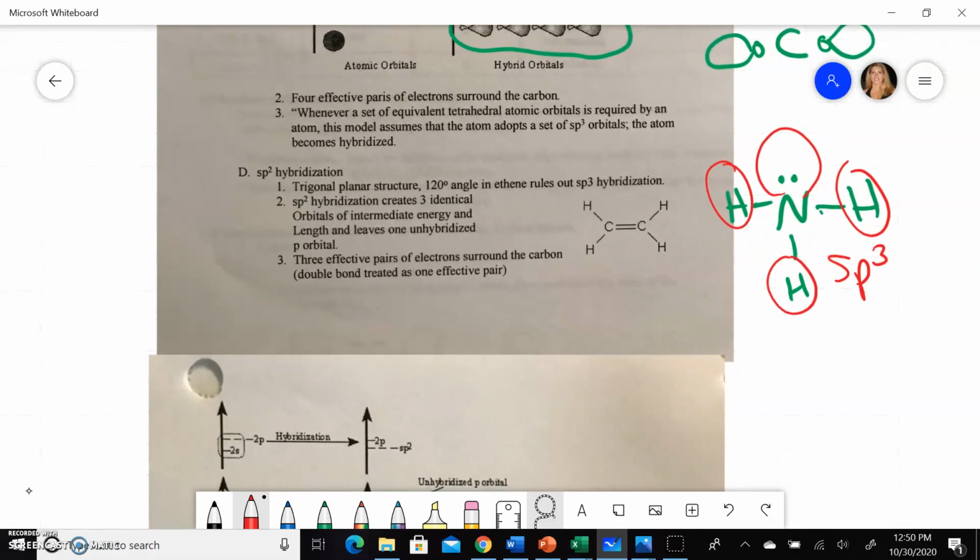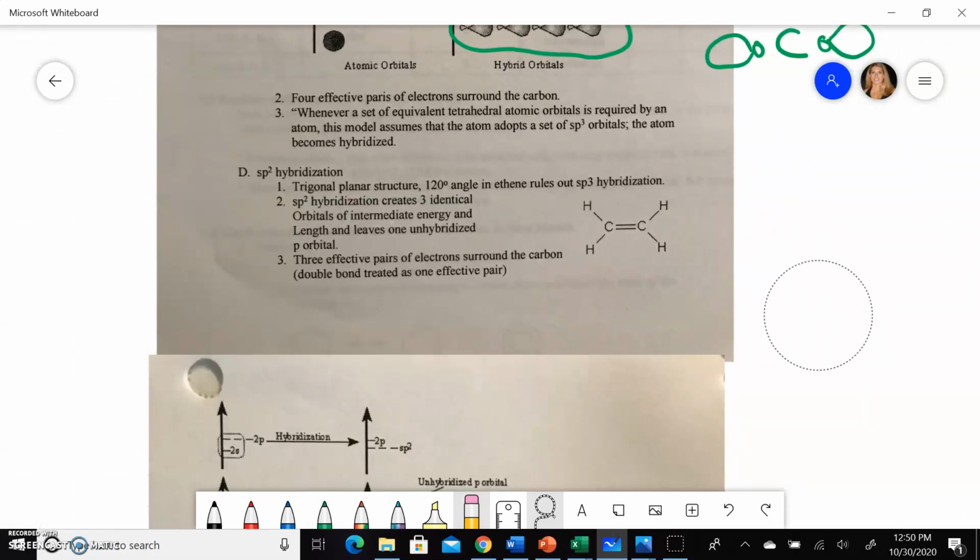So this structure down here, the C2H4, actually has 2 central atoms. To be a central atom, you have to have at least 2 other atoms bonded to it. So those 2 carbons are both considered to be central atoms. And so if we look at the hybridization, we're going to count how many things are bonded.